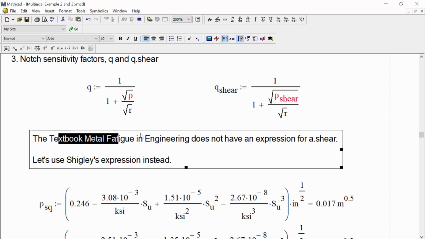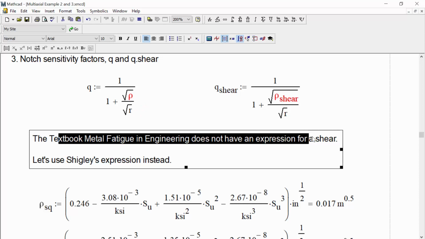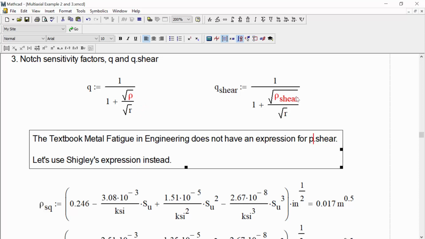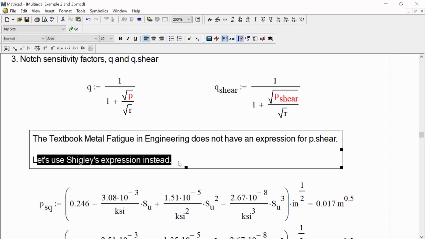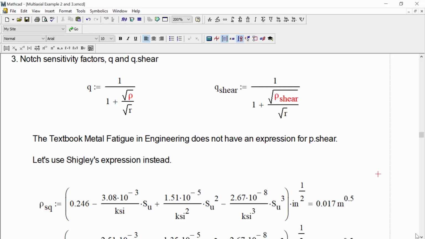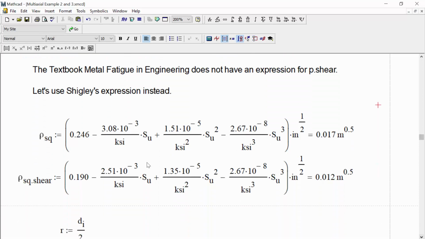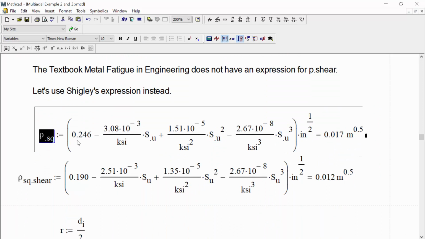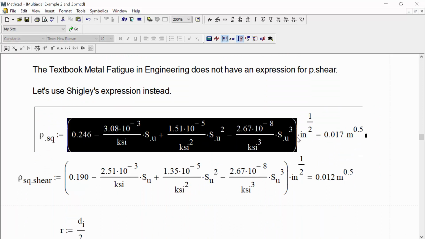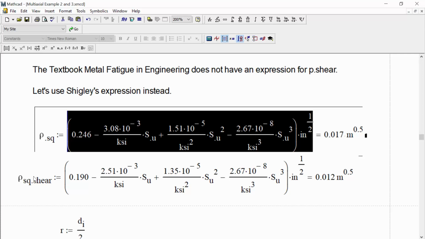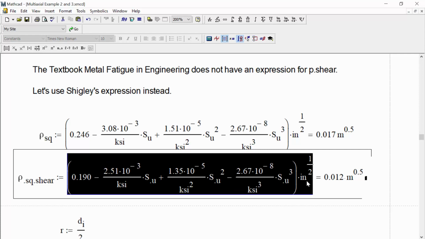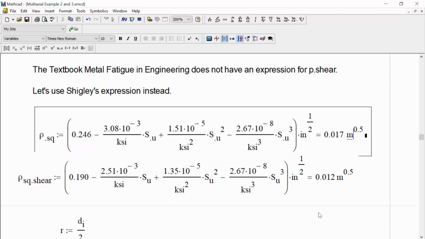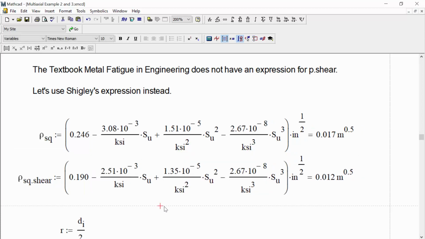Now, our textbook does not have an expression for the characteristic length rho shear. So let's use Shigley's expression instead. We're going to go to Shigley's and find the expressions. And we find the square root of rho expression in terms of the ultimate tensile strength of the material, and the square root of the shear rho term is also a function of the ultimate tensile strength of the material. So we program these in, and now we know what those square root terms are.